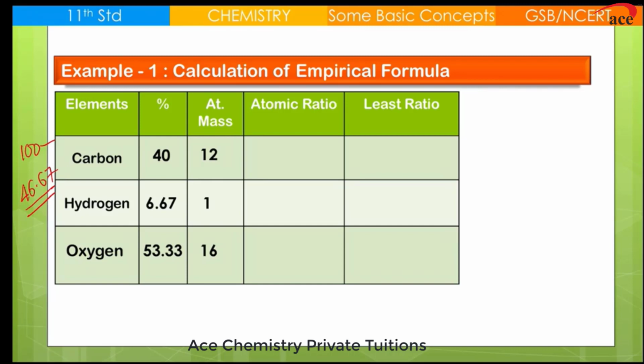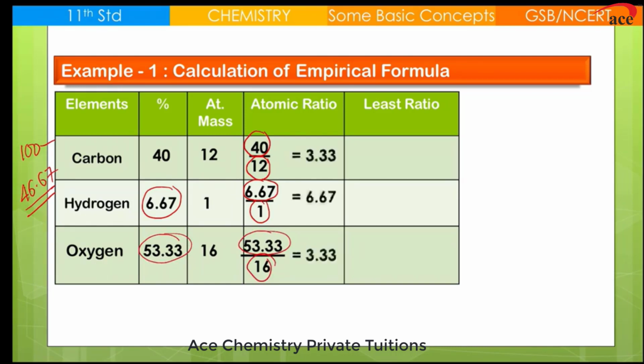What is the next task that we do? We take that percentage and divide by atomic mass. Taking a percentage and dividing by the atomic mass of that element gives you the atomic ratio.